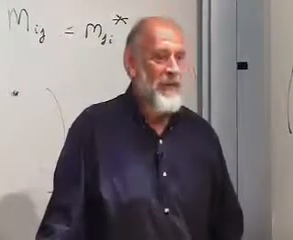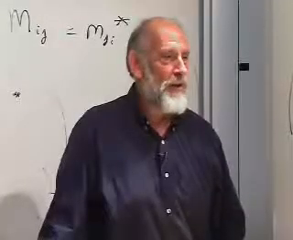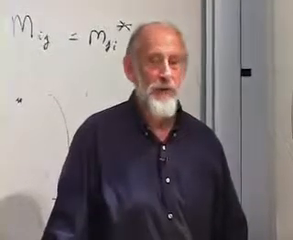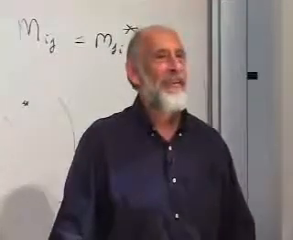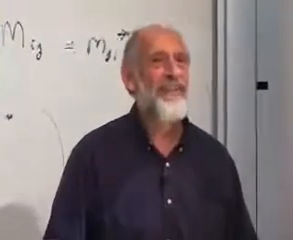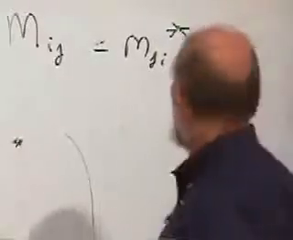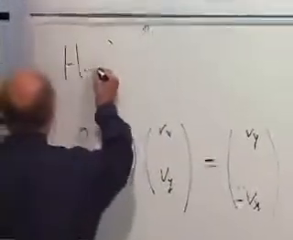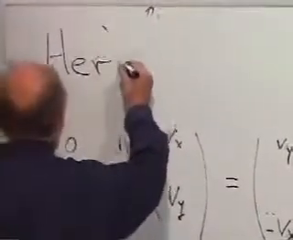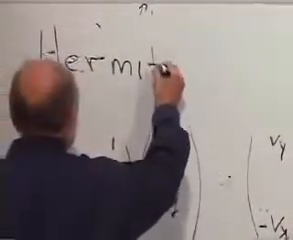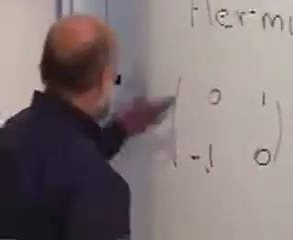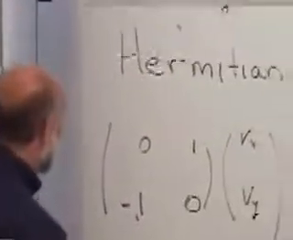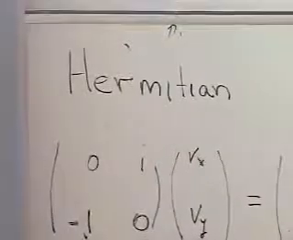Hermitian. Hermitian. Some people spell it with an E. Would you mind writing it on the board? Yeah, no, I wouldn't mind. When you say some people write it with an E, it's got to be E-A-N? In England or someplace.